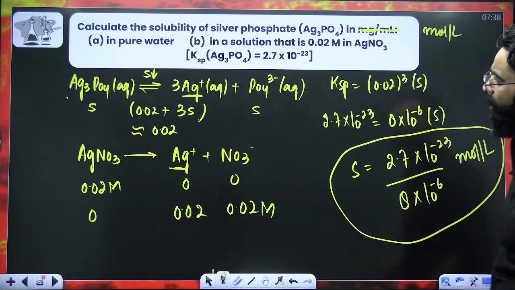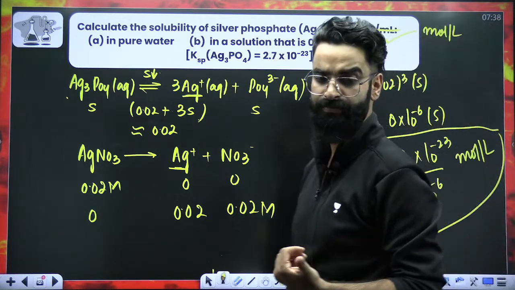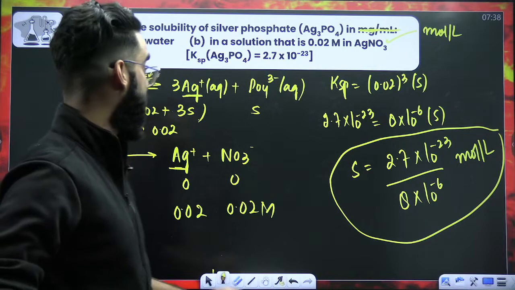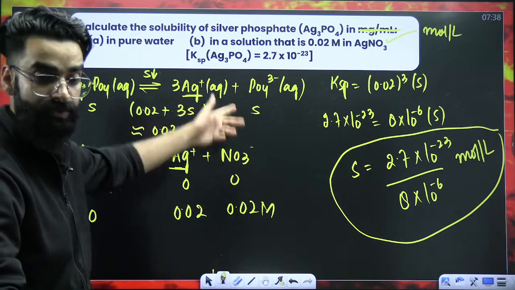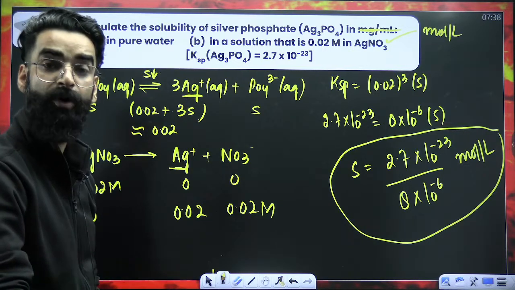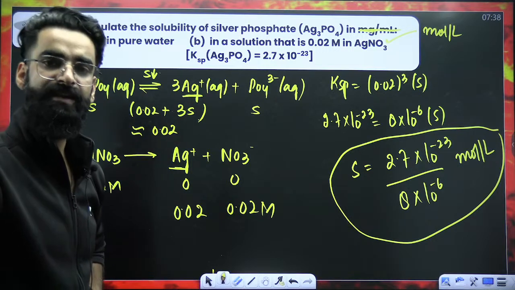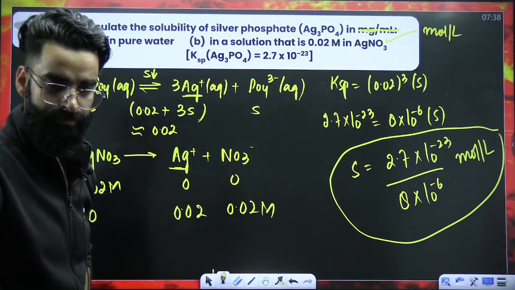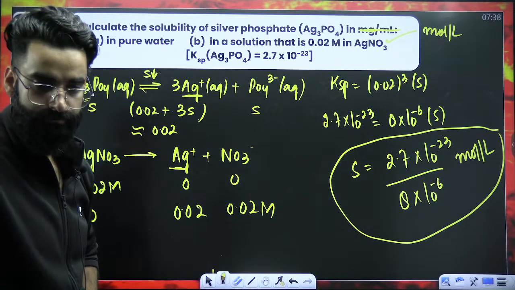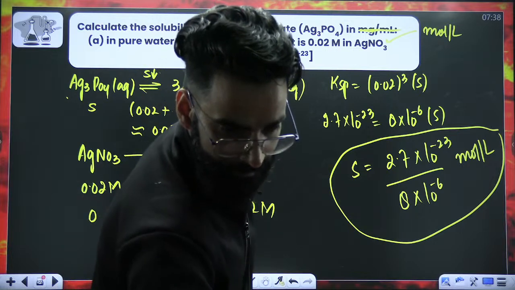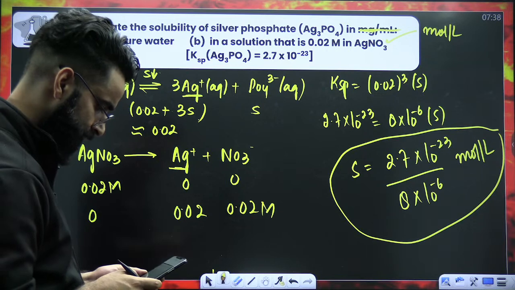So this is the solubility of silver phosphate in what? In AgNO3. First you calculate the solubility of silver phosphate in water. Then you calculate the solubility of silver phosphate in AgNO3 with the help of what? With the help of common ion effect. Yes, these lectures are enough for JEE Mains as well. Okay. Perfect, guys. All clear?